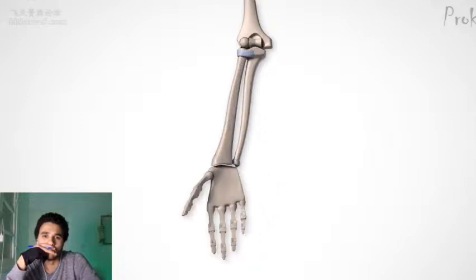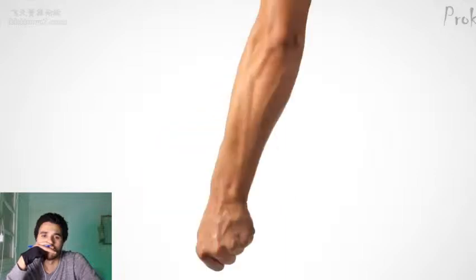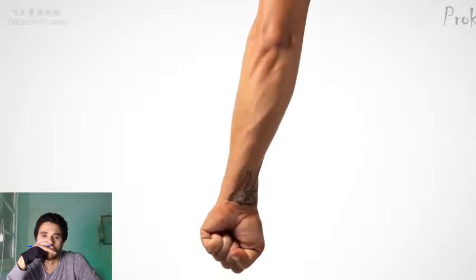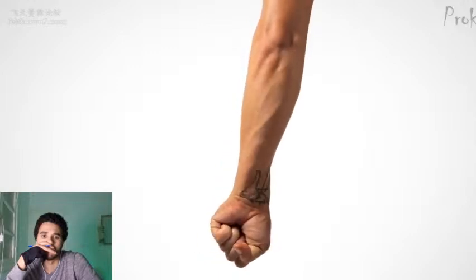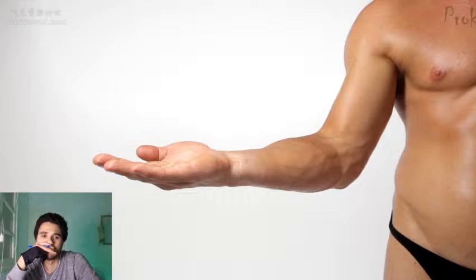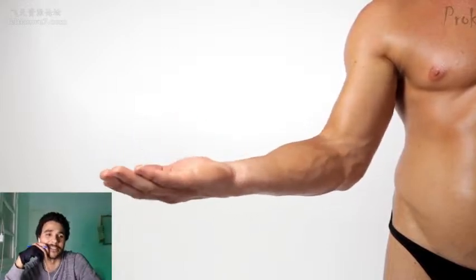And by the way, the distal joint of the ulna and radius is also a pivot joint. The combination of the pivot at the top and at the bottom creates that twisting motion for pronation and supination. Here's what it looks like on a real person. Supination, pronation. Supination, pronation. Okay, we get it.